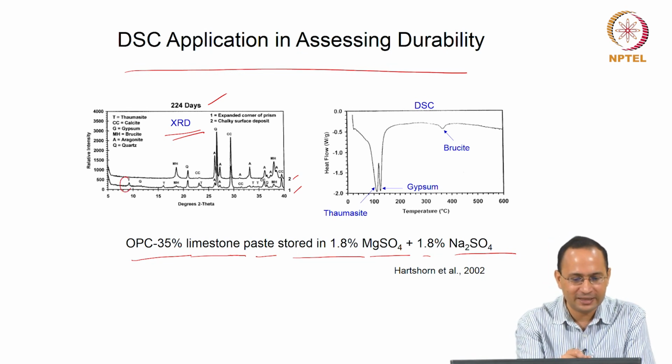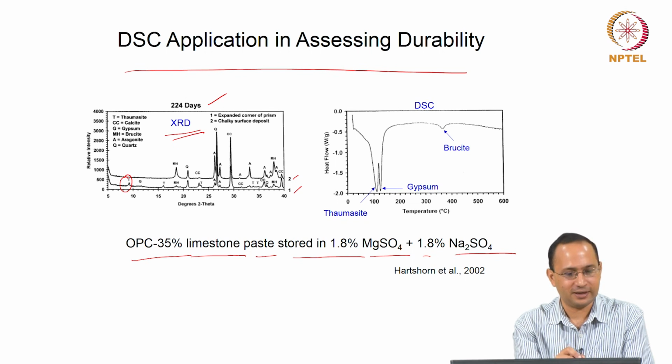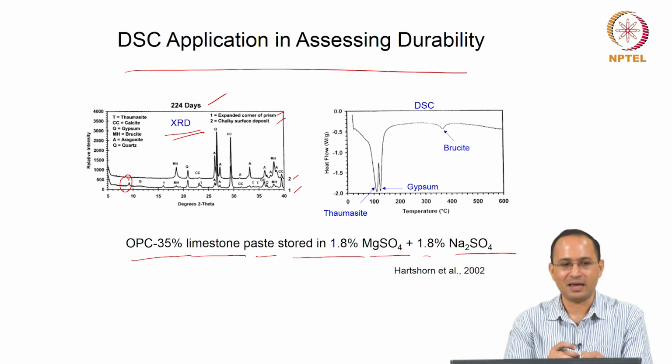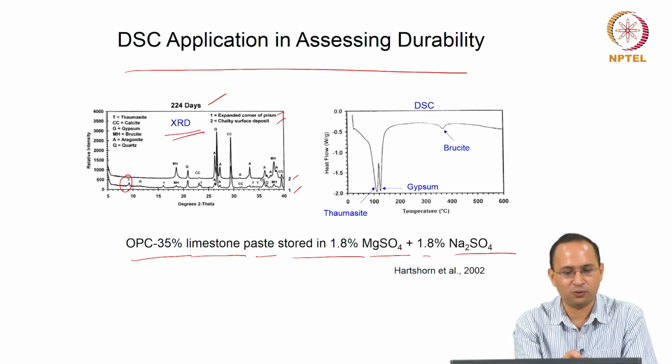So, you see the formation of thaumasite here, denoted as T, right. It is very close to ettringite. We discussed that in XRD, right. So, you have this X-ray diffraction pattern from 2 different places, right. Pattern 1 is the expanded corner of the prism. Apparently what they did, they exposed these prisms to this solution for a longer time, then they took samples. They took a sample from the expanded portion, the corner of the prism, and did XRD. They also found a chalky surface deposit, and they did XRD on that. So, you have a different X-ray diffraction pattern.